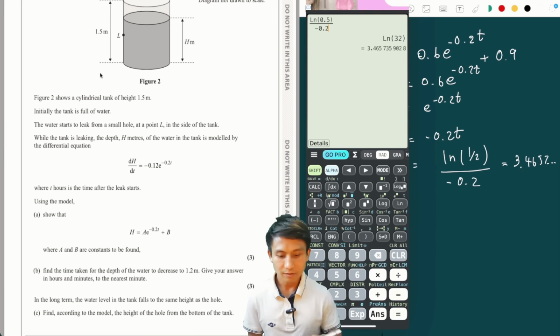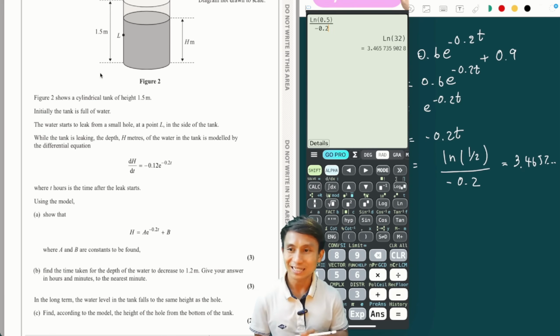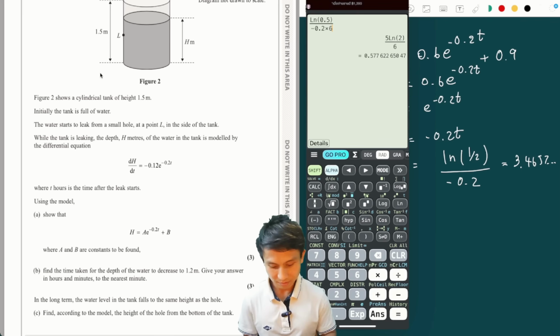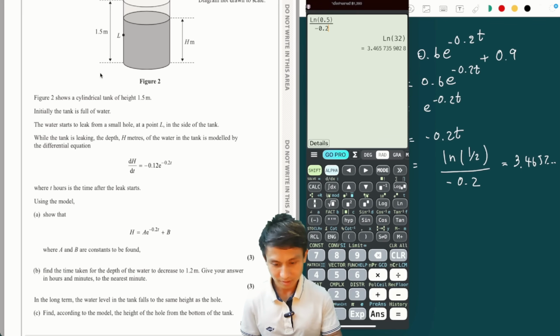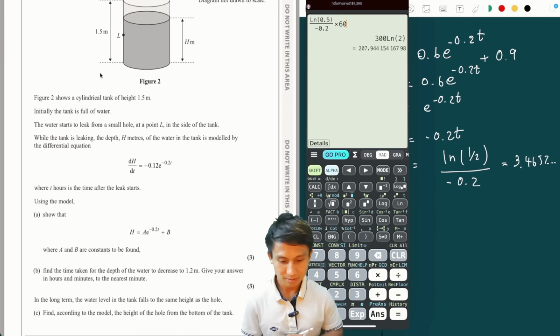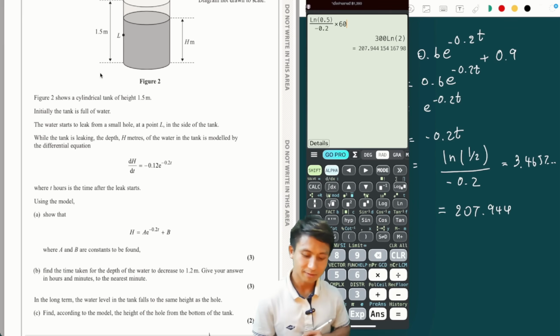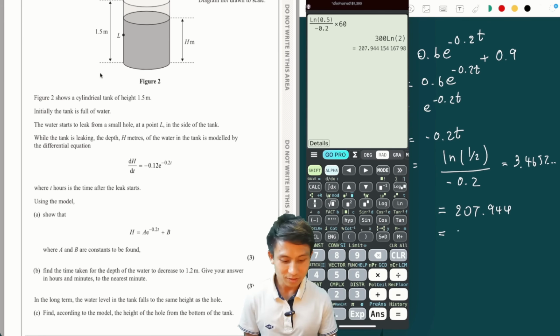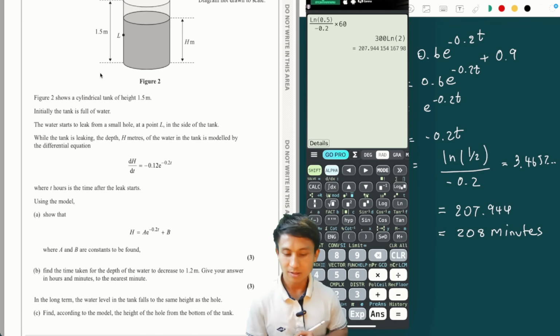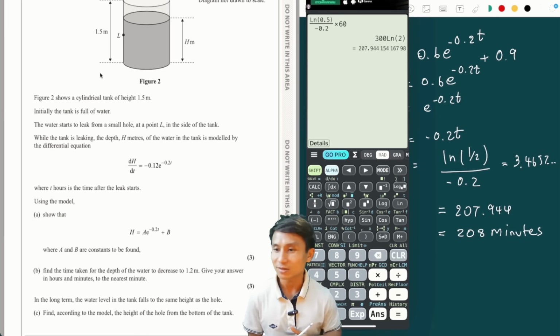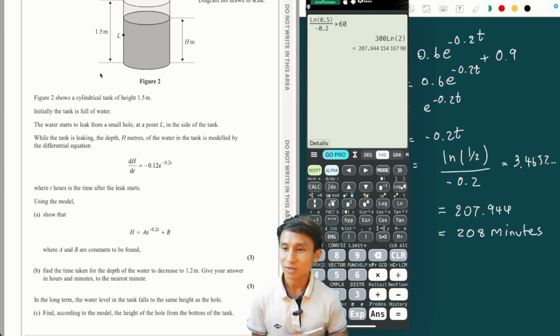Okay. If I multiply this by 60, sorry, like that, it's going to give me the values in minutes. So this is about 208 minutes, right? Just multiply it by 60, not to be confused here, because we got this in hours. We multiply by 60, we get everything in minutes.